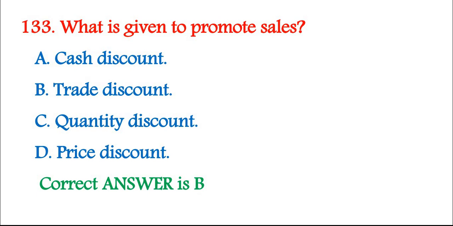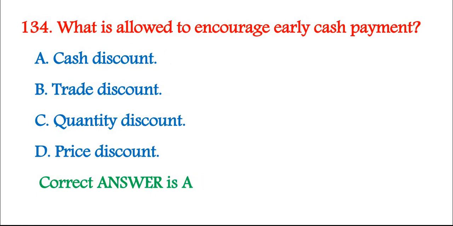133. What is given to promote sales? A. cash discount, B. trade discount, C. quantity discount, D. price discount. Correct answer is B. 134. What is allowed to encourage early cash payment? A. cash discount, B. trade discount, C. quantity discount, D. price discount. Correct answer is A.